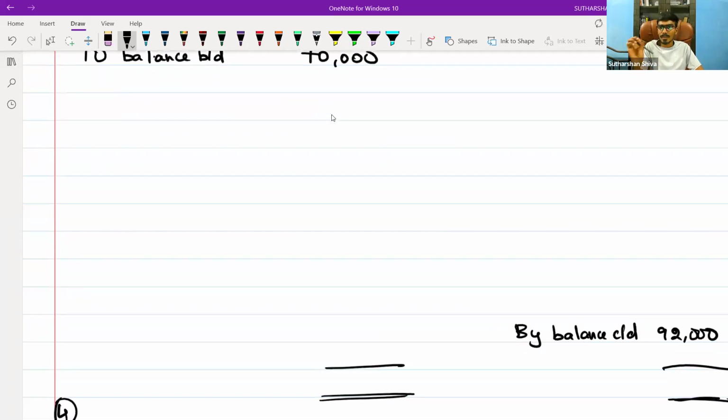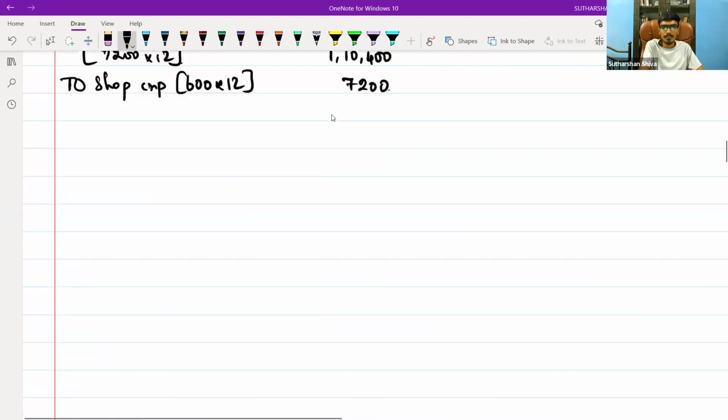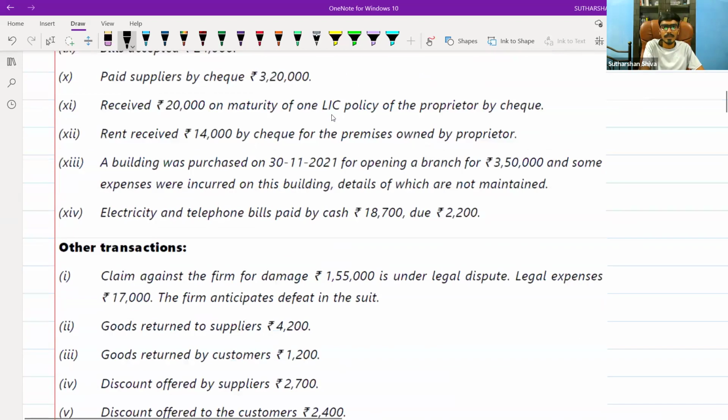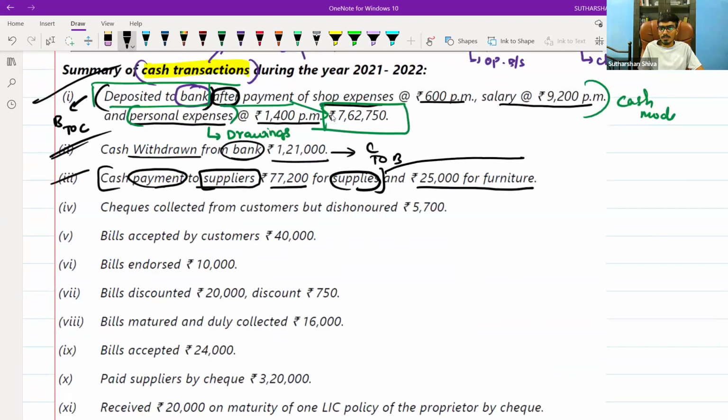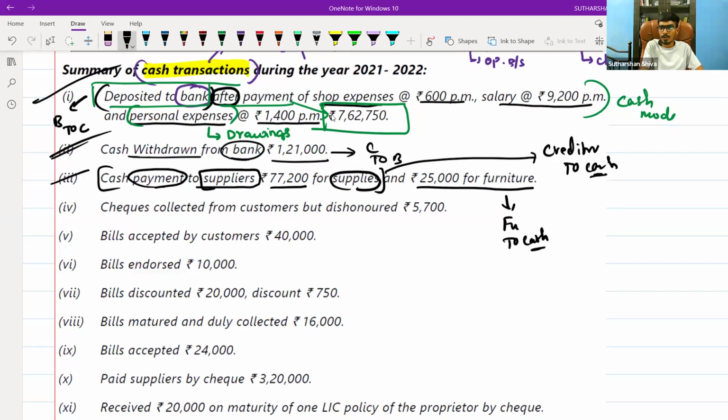What is the journal entry for cash payment to suppliers? Creditors account debit to cash. Very good. Creditors to cash, right? Furniture to cash. So the cash account on the credit side is going to be affected.